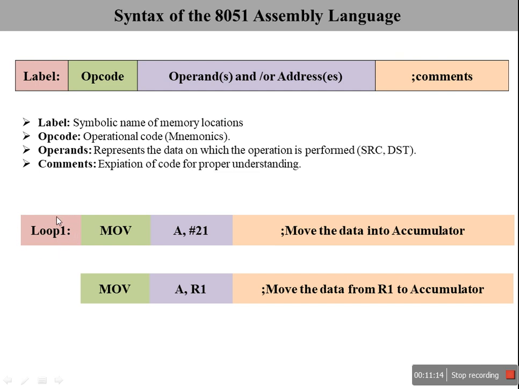Sometimes we do not have a label also, like mov a comma r1. Move the data from r1 to accumulator. Content of r1 will be moved to accumulator. Here we have just an opcode, a mnemonic, operands, and a comment. We can remove even the comment also. We can say mov a comma r1. So this is the syntax of 8051 assembly language. It is even a generic syntax for any other microcontroller or microprocessor programming in assembly language.